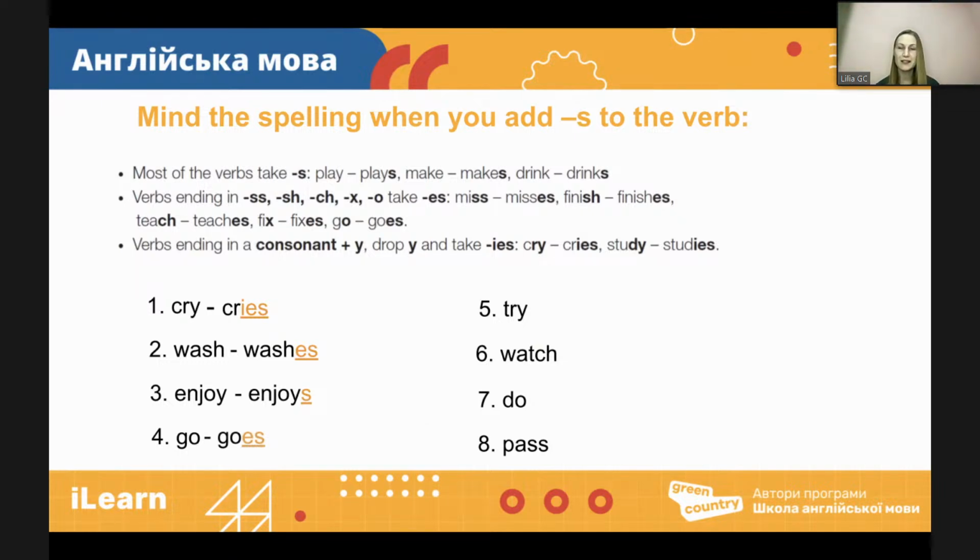Try. Any ideas about try? All right, so what about try? Tries. Yes, with -ies. Then watch, watches. Too easy. Do, does. And pass, passes. Okay, so I'm pretty confident that this was super easy.